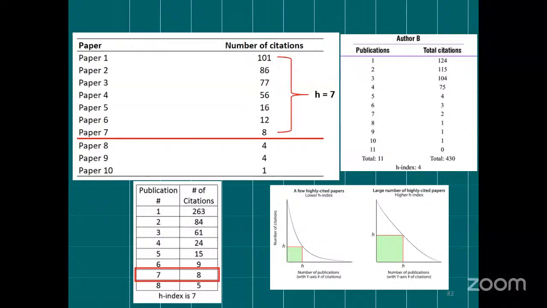You can see B guy, how many papers? 11 papers. What is the h-index? 1, 2, 3, 4. Why 4? Above 5, you don't consider, right?